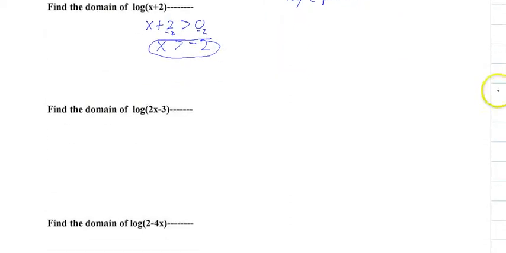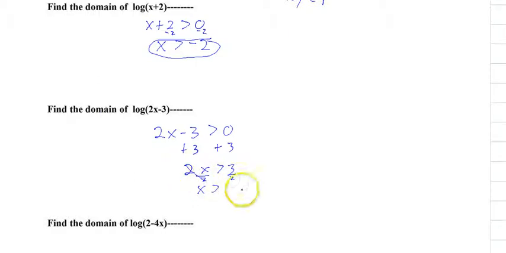So you just take the inside of the logarithm, make it greater than 0, and solve. Divide by 2, divide by 2. So 3/2. So x is greater than 3/2.